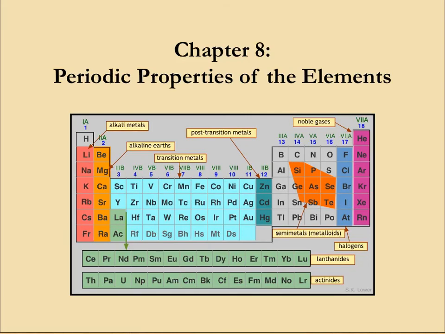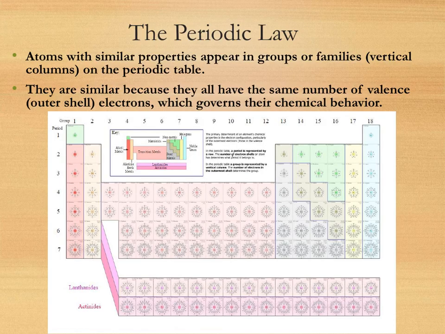All right, so this is the second and last lecture in Chapter 8, and this will be about periodic properties. Just as a reminder, what we mean by periodic properties are those properties that appear on a periodic basis with the elements as they're arranged in our periodic table. And just as a reminder again, the elements that are in the same group or family, that is vertical column, have similar properties.